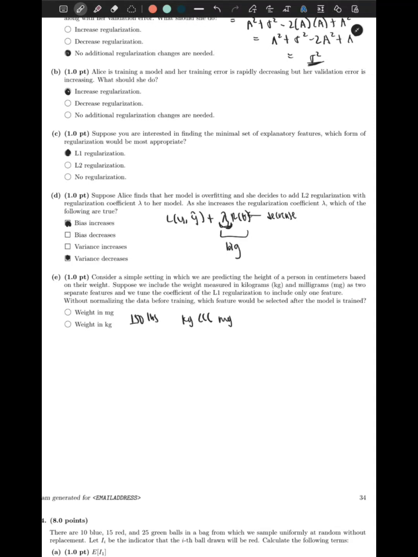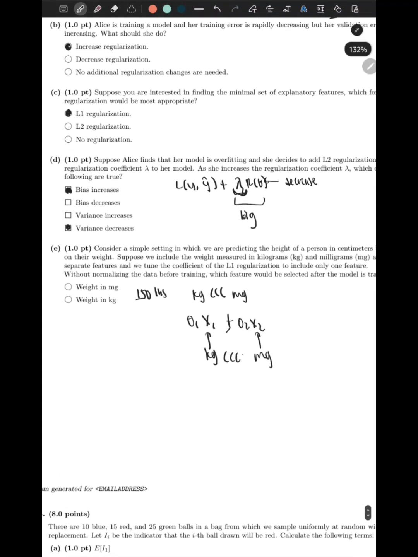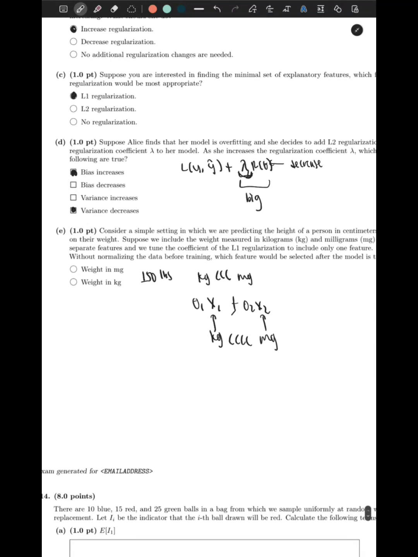And this means that if we have our model, for example, theta 1 times x1 plus theta 2 times x2, where x1 is the kilogram feature and x2 is the milligram feature, we know that because milligrams is on such a larger scale than kilograms, at least for the specific values in the milligram column compared to the kilograms column, theta 1 is going to have to be a really large value in order for the kilograms to make any impact on the prediction at all. So theta 1 is going to be a lot greater than theta 2.